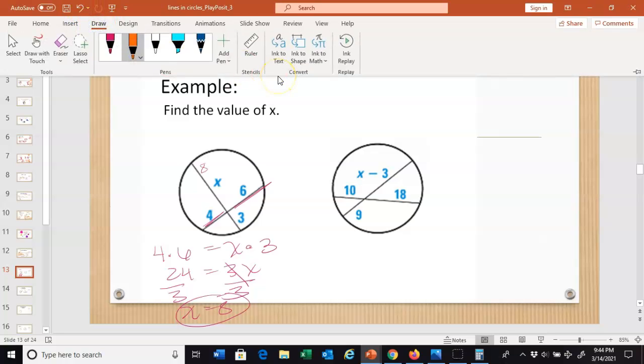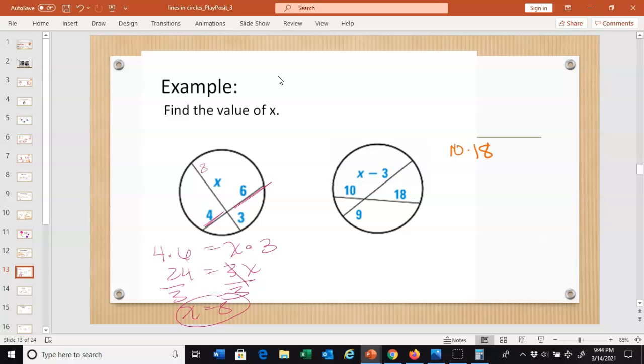Let's try the second one here. 10 times 18, so each piece, right, equals 9 times the whole other piece. Make sure you put that whole other thing in parentheses. So we'd have 180 equals, don't forget to distribute your 9. So 9x minus 27. We'll just keep solving for x here.